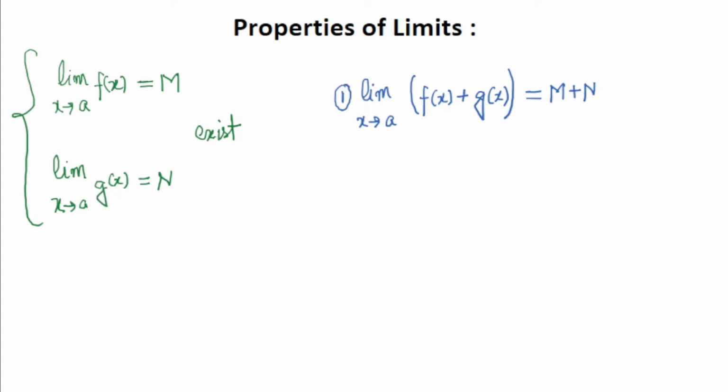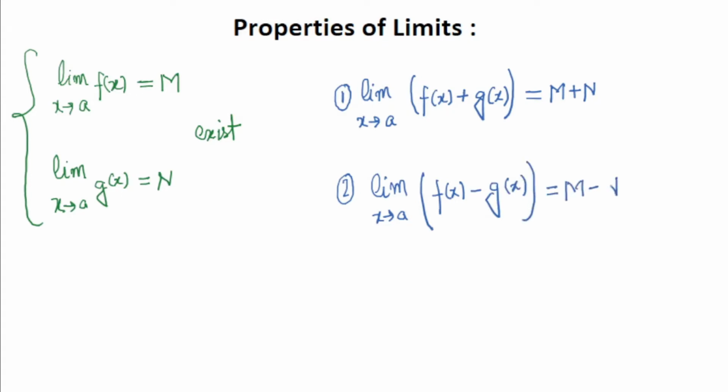So the first property holds if both the limit of f(x) and the limit of g(x) exist. Let's go for the second property. The second property is the limit as x tends to a of f(x) minus g(x), which is equal to m minus n.